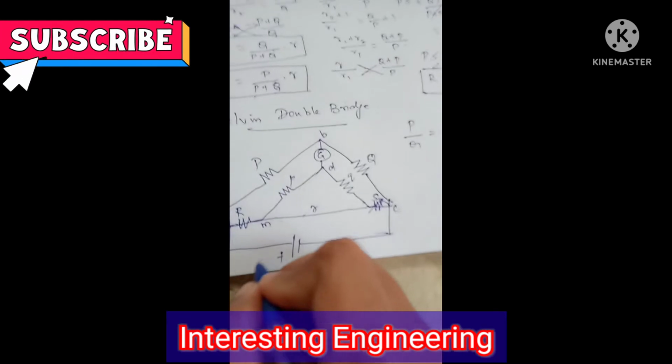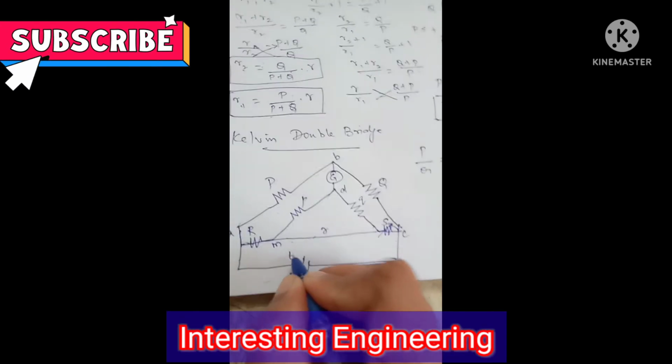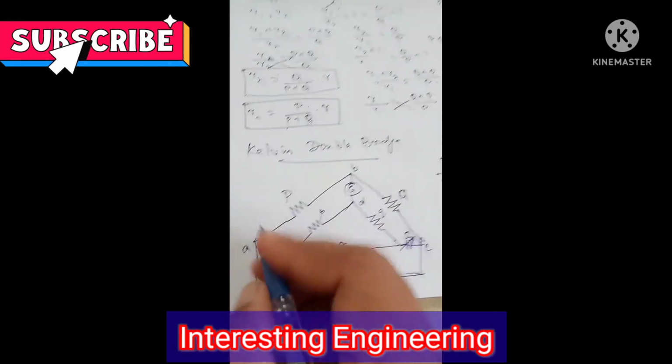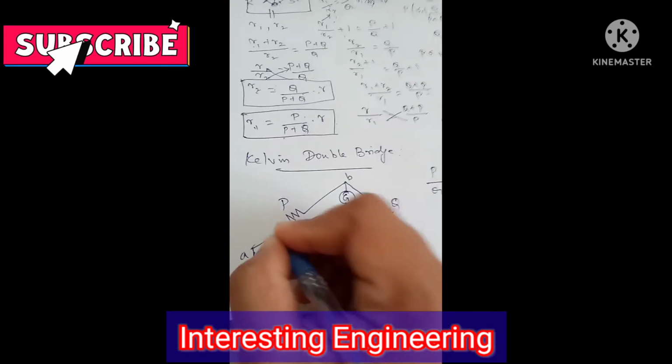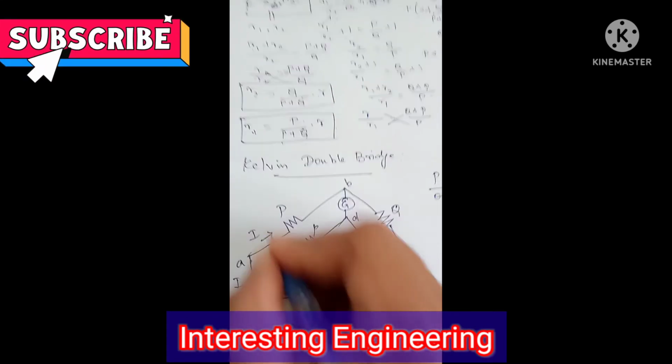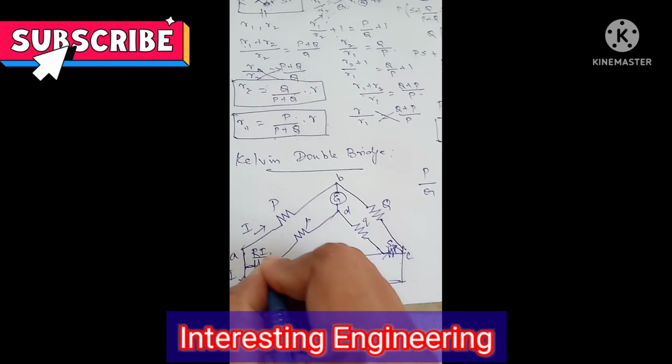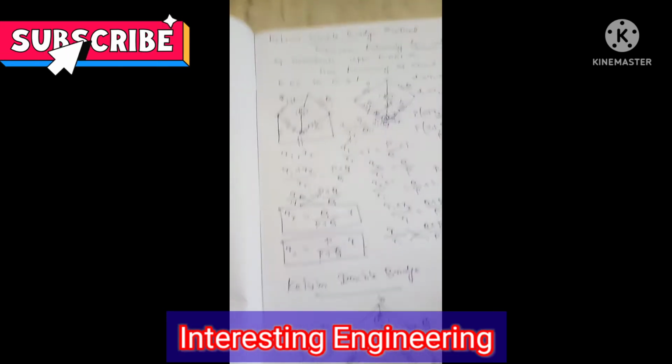So when our supply voltage E is connected over here, the current I flows through the circuit. So the current I flows through these resistances. So let me derive the equation for the Kelvin double bridge circuit.